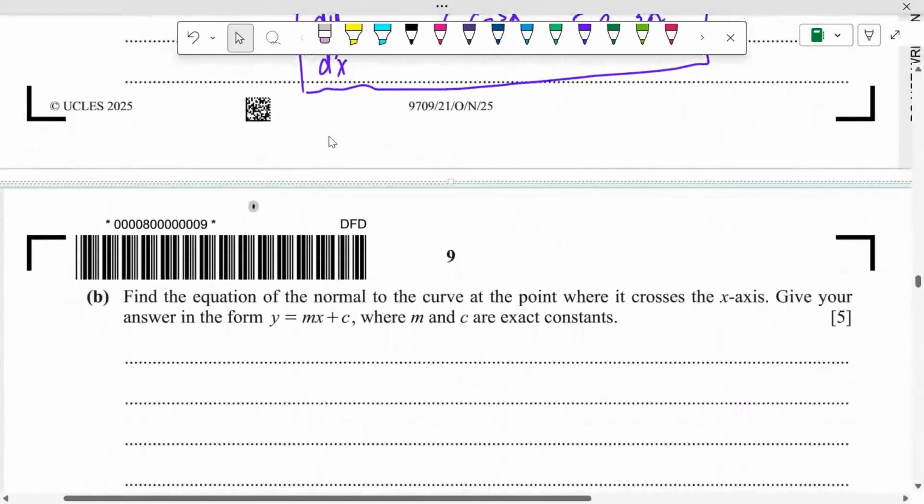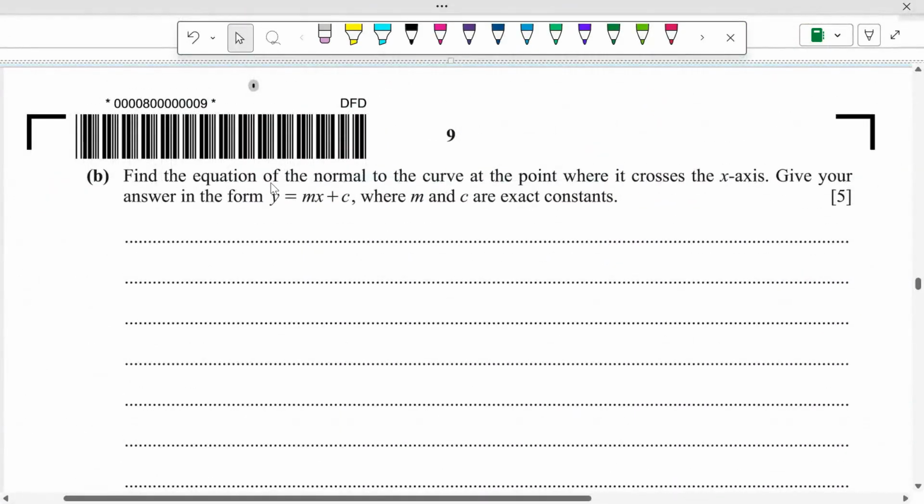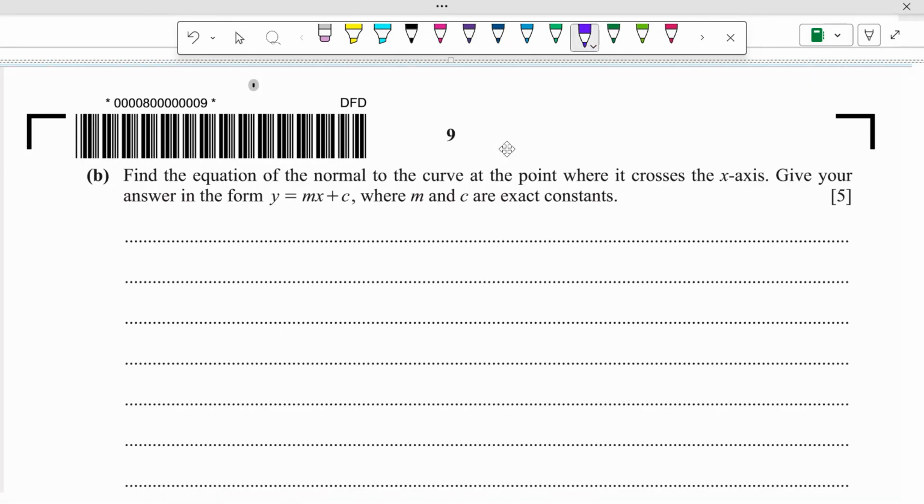Okay, let's move to part B. Find the equation of the normal to the curve at the point where it crosses the x-axis. Give your answer in the form y is equal to mx plus c, where m and c are exact constants. We need to find the equation of the normal to the curve at the point where it crosses the x-axis. If the curve crosses the x-axis, it means its y coordinate is 0.